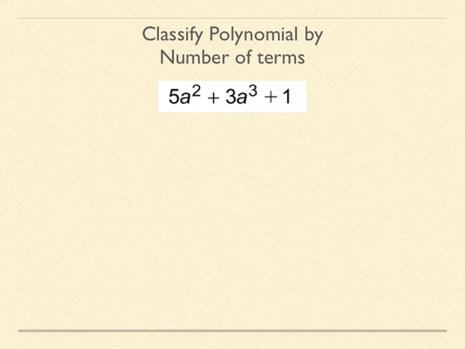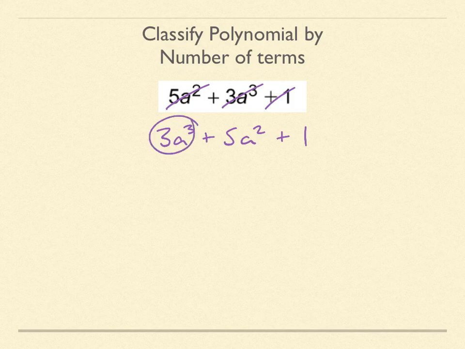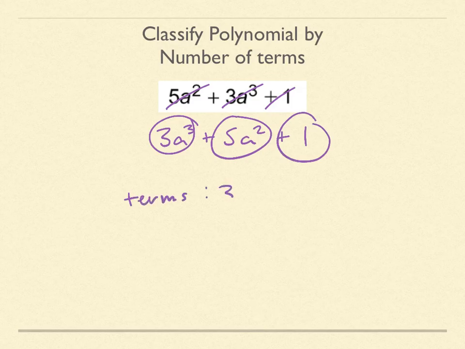All right, so let's write this in standard form. What comes first? 3a to the third power. What comes next? 5a squared. And then what comes last? Plus 1. How many terms do we have? 1, 2, 3. So we have 3 terms. And what do we call something with 3 terms? Trinomial. Awesome.